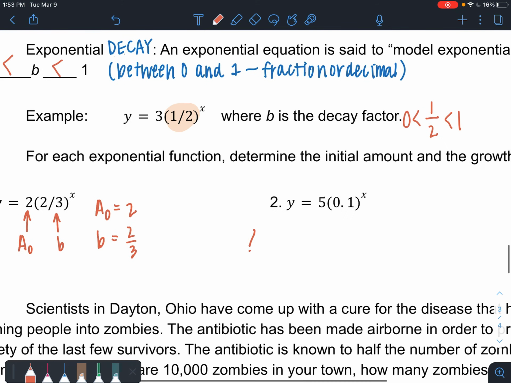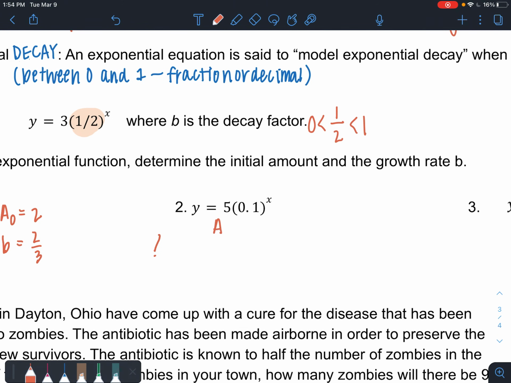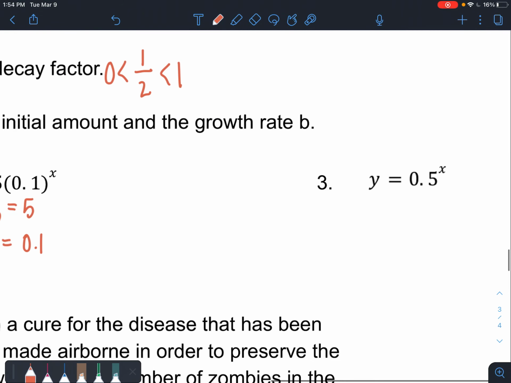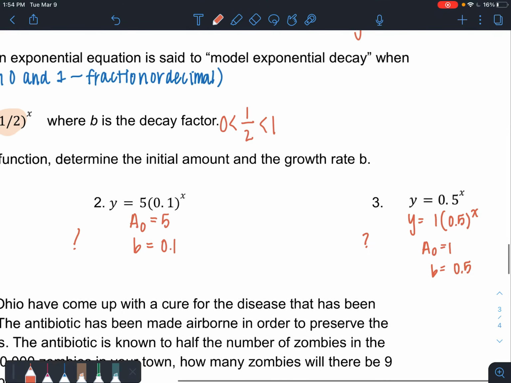Go ahead and do this next one on your own. What you should have said is that your a sub 0, or your starting amount, was 5, and that your decay rate was 0.1. All right, go ahead and think about this last one. For this last one, we can rewrite it as y equals 1 times 0.5 to the x. So our starting amount is 1 and our decay rate is 0.5.